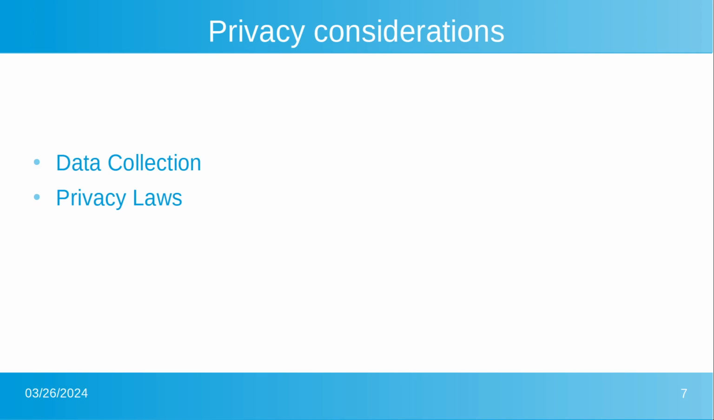Privacy laws. Applicable privacy laws may include the General Data Protection Regulation (GDPR) in the European Union and the California Consumer Privacy Act (CCPA) in the United States. These laws create obligations regarding data collection, storage, and processing, including requirements for transparency, consent, and data security.